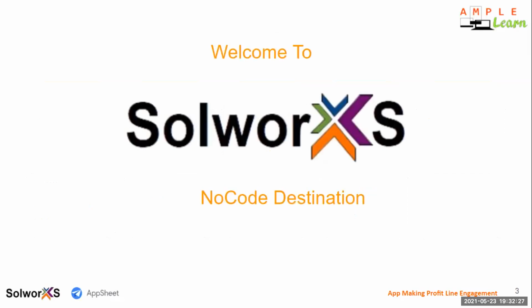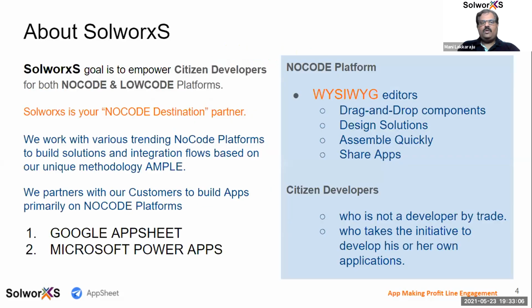Solworx is a no-code destination for all the entrepreneurs, enthusiasts, learners, and people working on projects and ideas. What do we mean by no-code destination? We work with various no-code platforms. We are pioneers in no-code, and we have built almost 200-plus apps, a couple of which we have launched on the Play Store. A couple of them we have done as corporate rollouts, with multi-user rollouts, and we have been doing this for two major platforms: one is Google App Sheet and the second is Microsoft Power Apps.